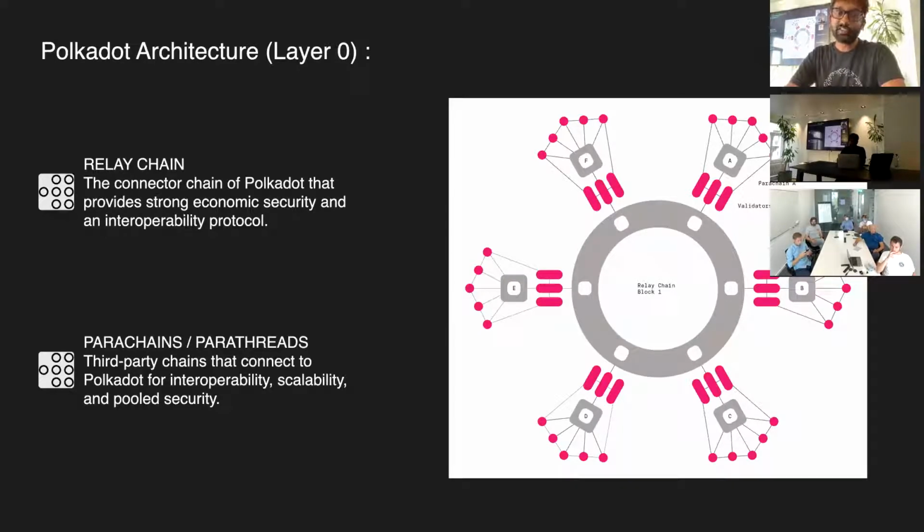So parachains and parathreads. In this architecture, you can see that there are individual blockchains sitting out there. Those are parachains or parathreads. They share security from Polkadot, as well as have this relay chain that lets those blockchains communicate with each other.